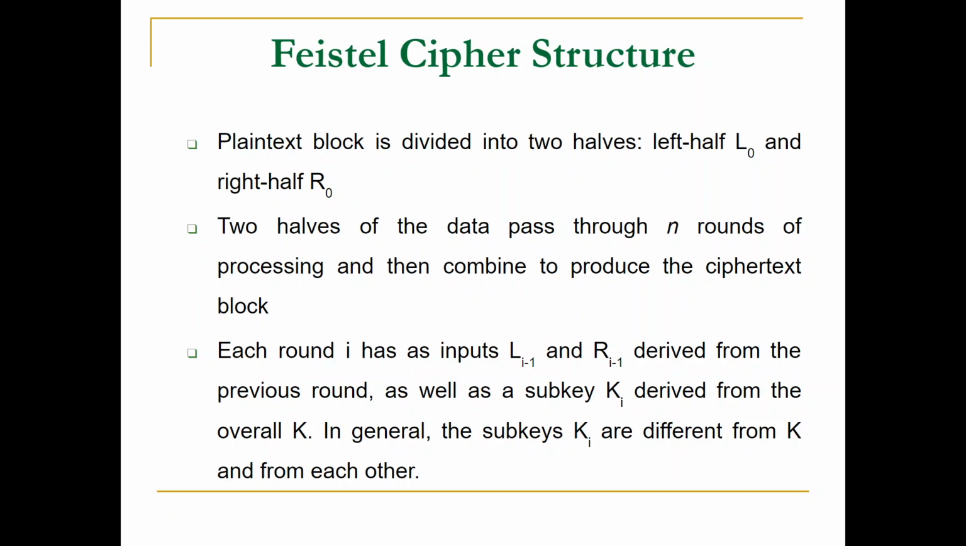Here, in each round i, we have an input L(i-1) and R(i-1) derived from the previous round, and we also have a sub key Ki. The sub key is derived from the original key, the overall key K, and moreover the sub keys are different for each round, and also different from the original key K.